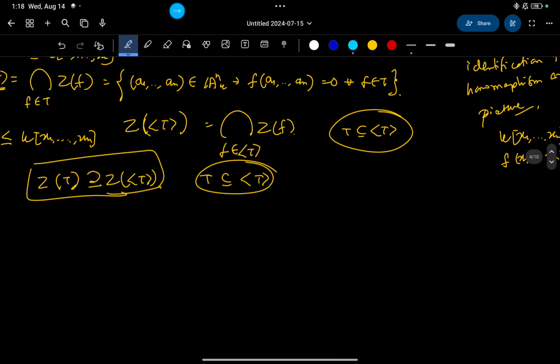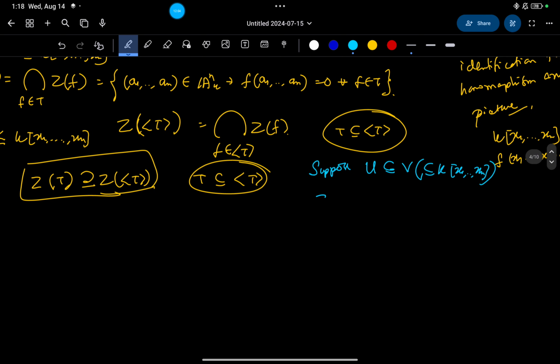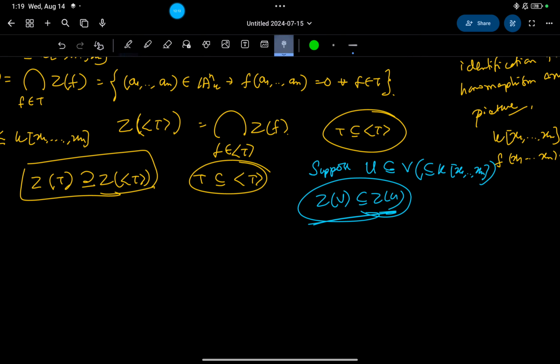In fact, suppose U is a subset of V, where both are subsets of k[x1, ..., xn]. Then one inclusion is always there, that is, Z of V should be inside Z of U. This inclusion is always there because these two inclusions are basically reversing the direction, right? So that's why one inclusion is always there.